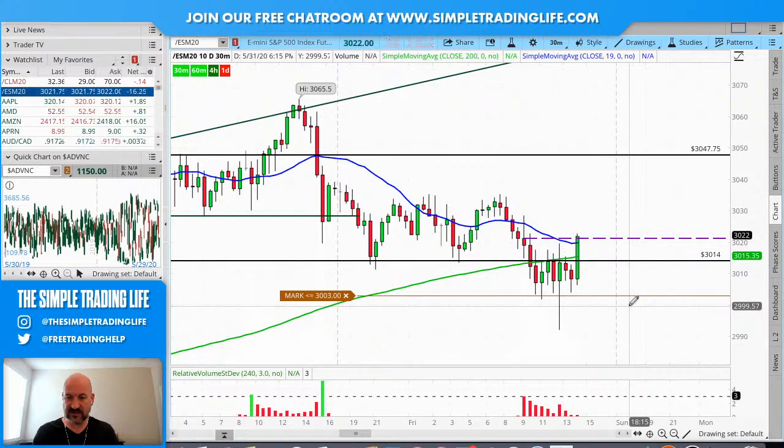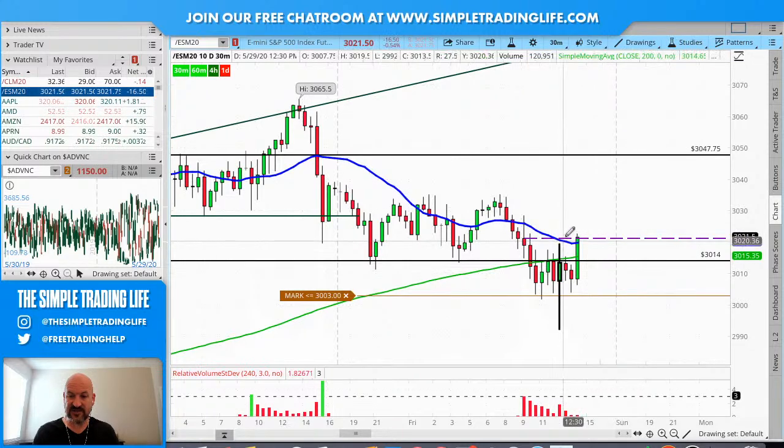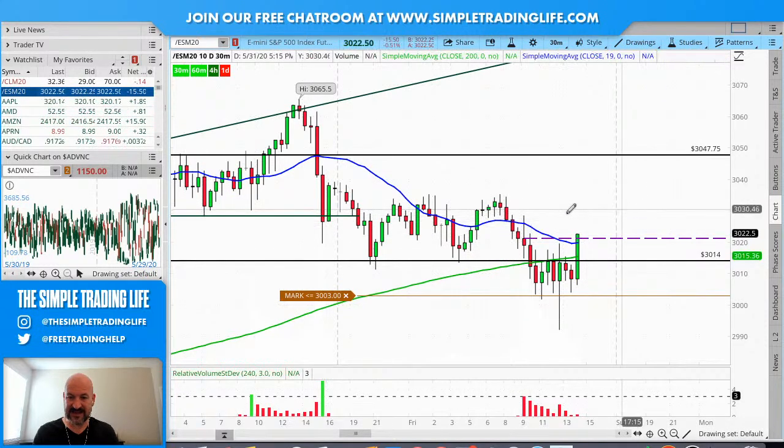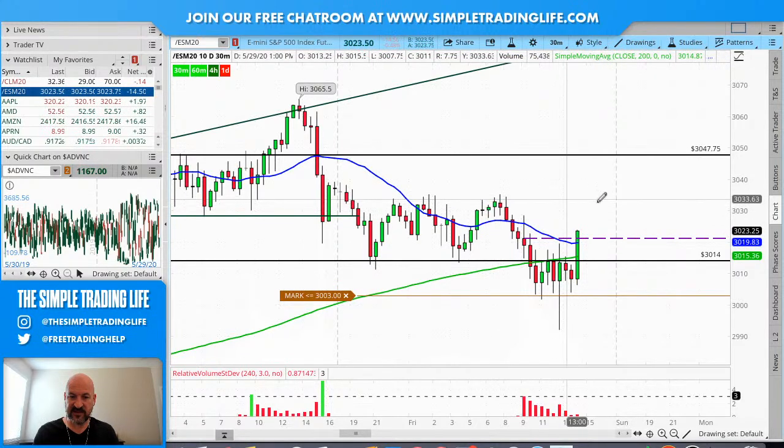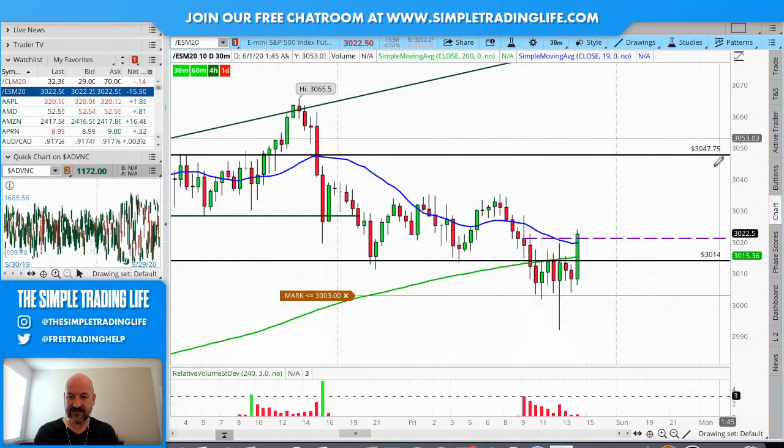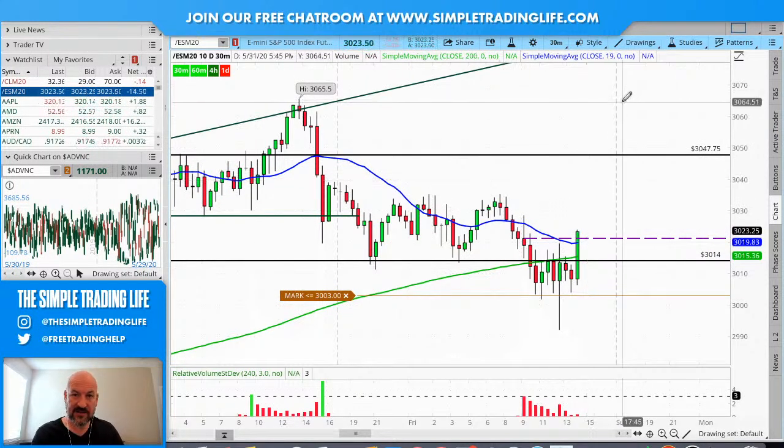Okay, right now it looks like it's trying to go higher. Now, if it does go higher, if it does not reject somewhere in here, we've got this wick, then we have this pivot. Those would be logical resistance areas. And then if it gets above this pivot, it could very easily get up to this resistance level up here at 30.4775, or even higher, if that's what it's meant to do.